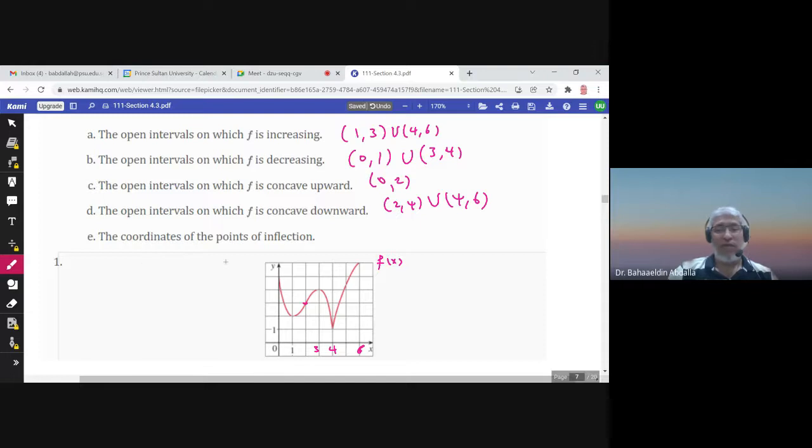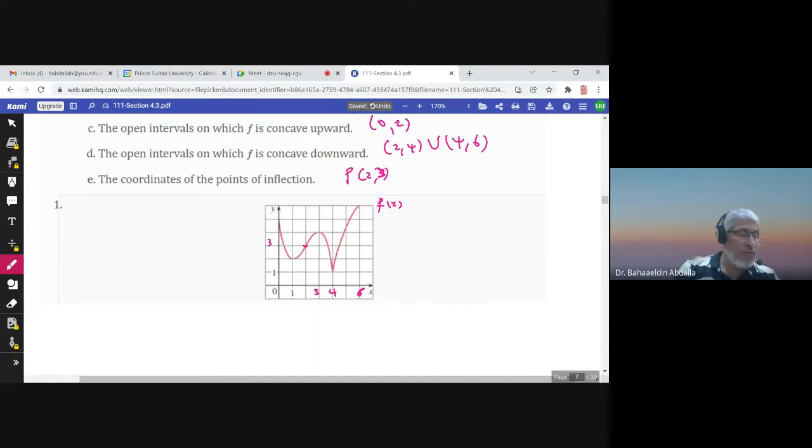The coordinates of the points of inflection. Concavity changes where? At 2. So the point (2, 3) is an inflection point, and there is no change of concavity otherwise. So the point (2, 3). Pay attention that this is a point, okay, while these are intervals. Those are intervals.